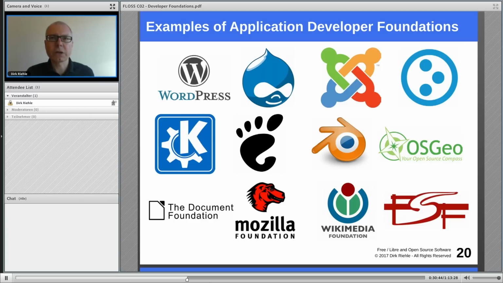So let's look at the application developer foundations a little bit more. Here you see some examples I picked from the web. There's the WordPress Foundation. Let's see whether I remember them by the logo. So there's WordPress, Drupal, Joomla, Plone, KDE and GNOME, Blender, the Open Source Geospatial Foundation, the Document Foundation, Mozilla Foundation, Wikimedia Foundation, Free Software Foundation. So plenty. And there are many more.